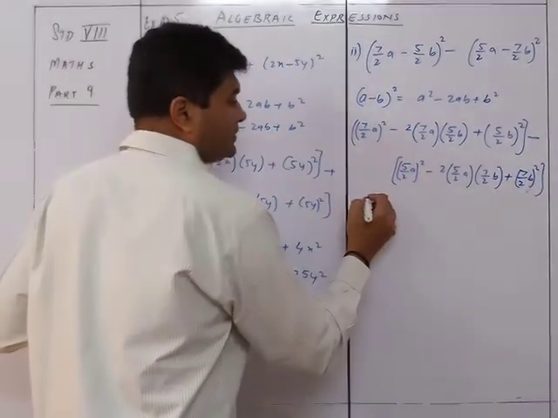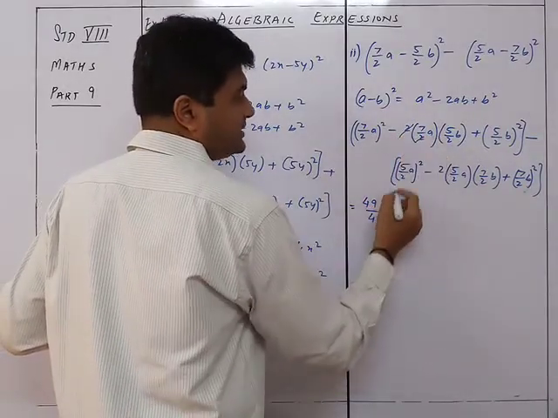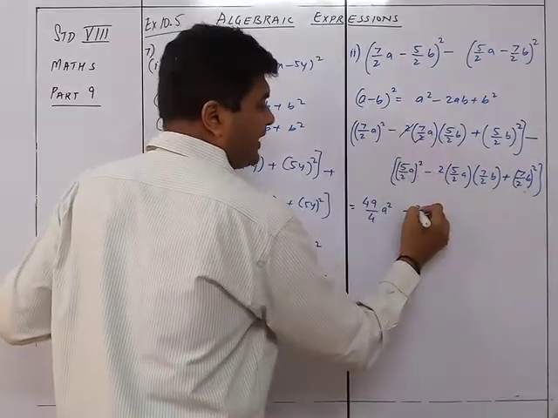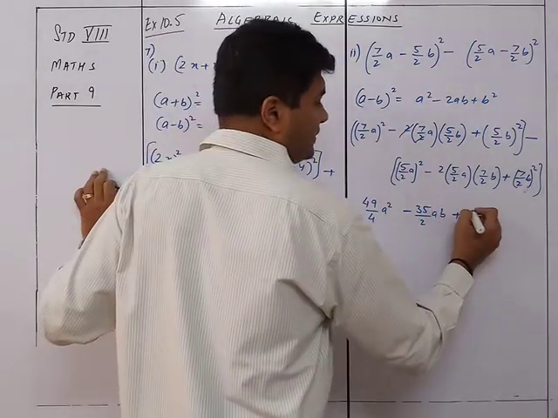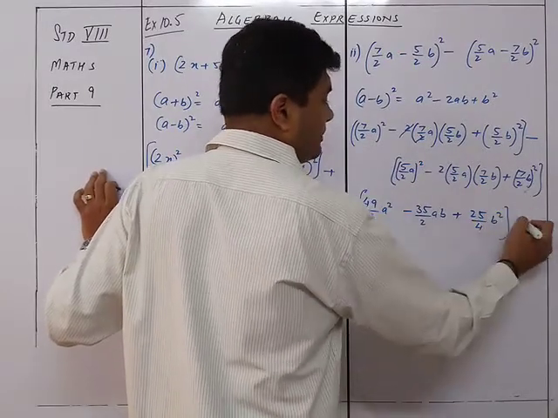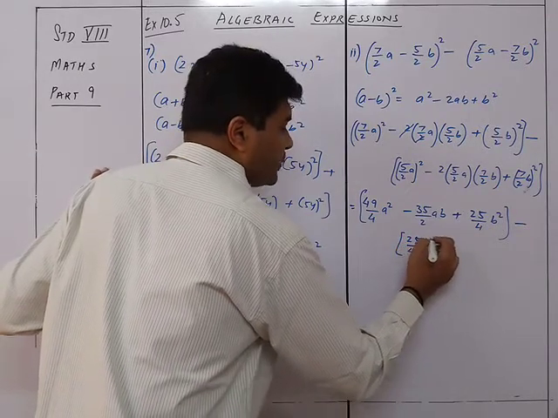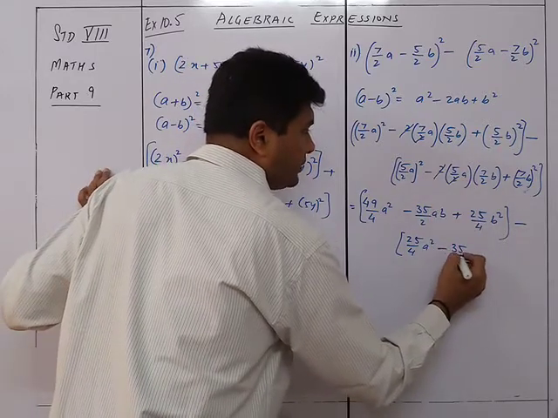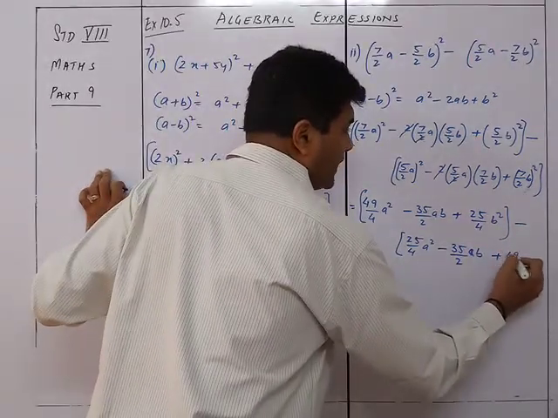So we have over here 49 upon 4a square. Now this 2 gets cancelled, so we'll be having it as minus 35 upon 2ab plus 25 upon 4b square. So this is one bracket, minus the second bracket: 25 upon 4a square, 2 cancels, it is minus 35 upon 2ab plus 49 upon 4b square.